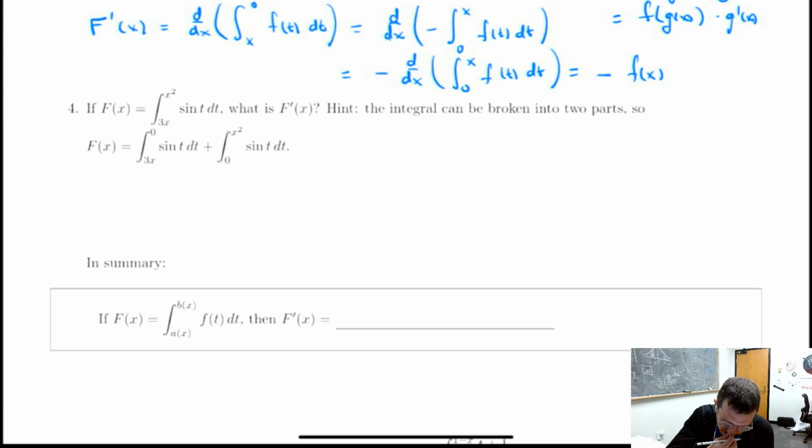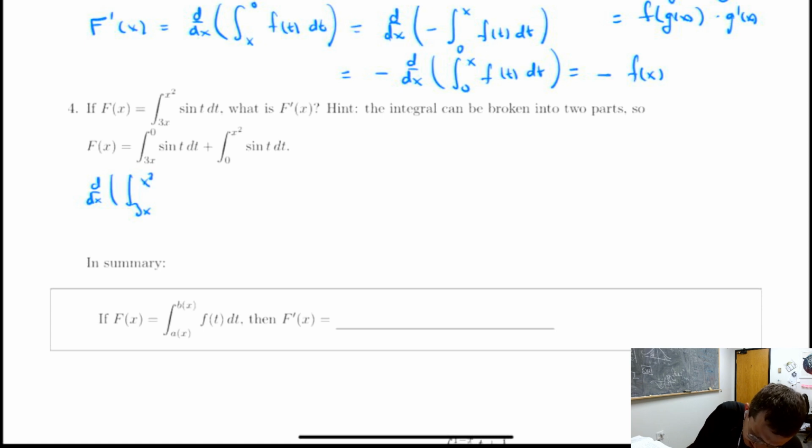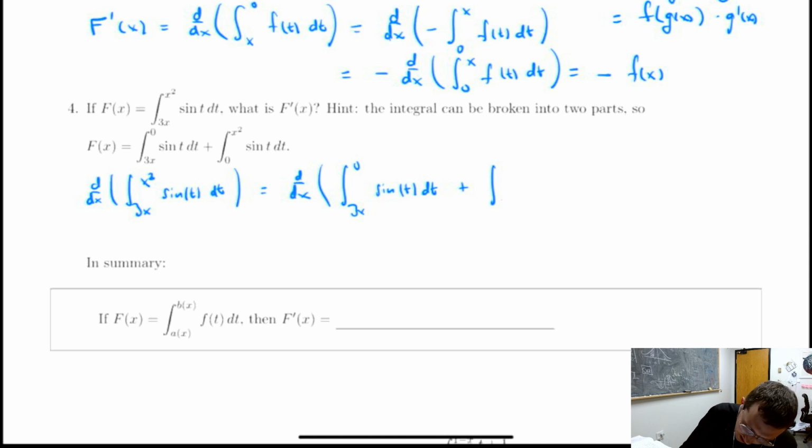That brings us to question 4. We are attempting to differentiate the integral from 3x to x squared of sine of t dt. And the hint here is to break this up into 2 integrals. To integrate from 3x to x squared, we can first integrate from 3x to 0, and we can then integrate from 0 to x squared.